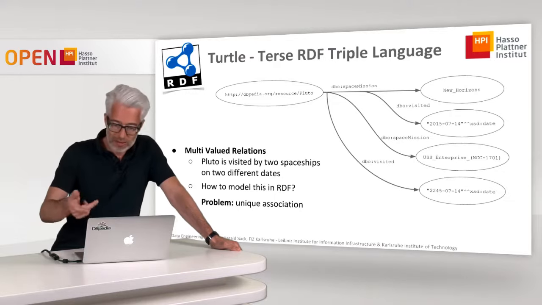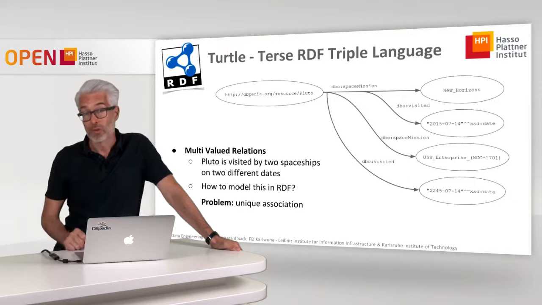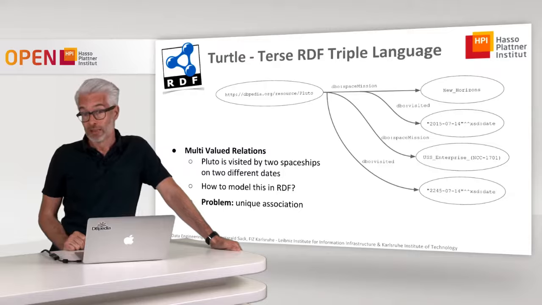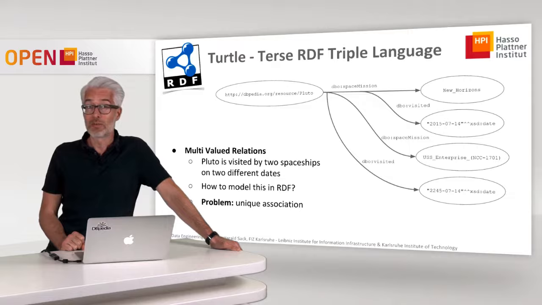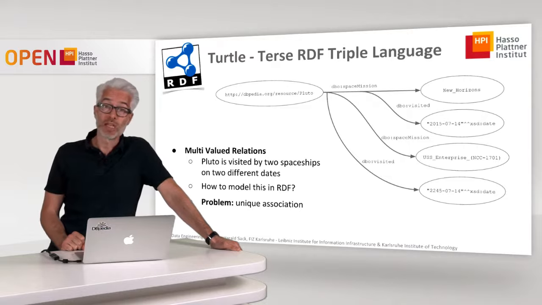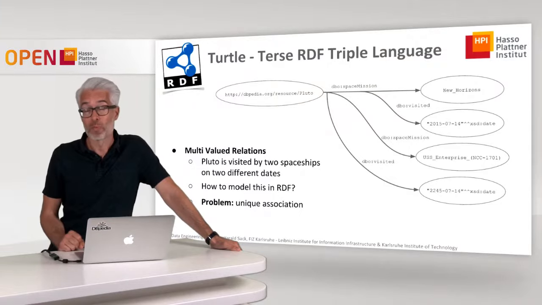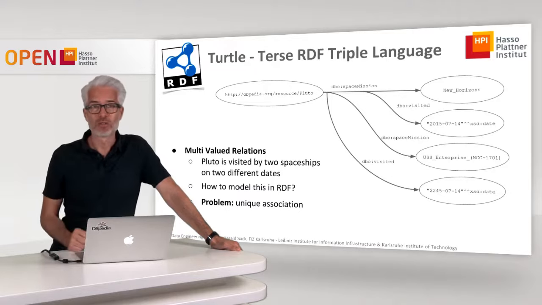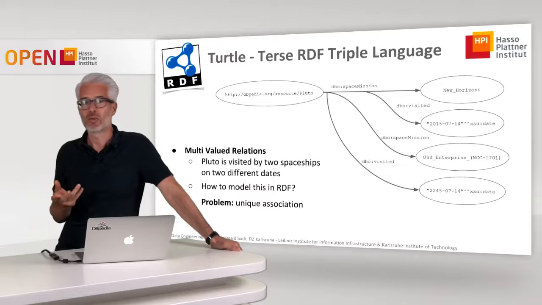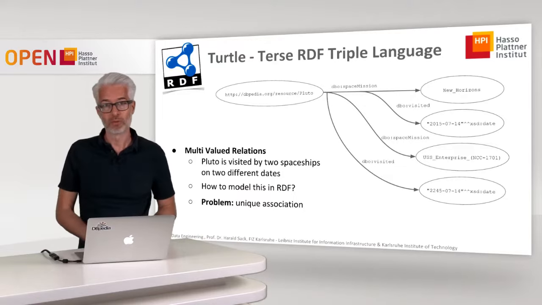Okay, but the problem is, by a representation like that, I read this from top to the bottom simply by chance. So there is no fixed order. It's not really clear what is the unique association between which date when Pluto has been visited by which space mission. So you can't do this with plain RDF. So you have to think about another construct, how you represent multi-valued relations with RDF. So how should you do that? Just think a moment before I give you the solution.